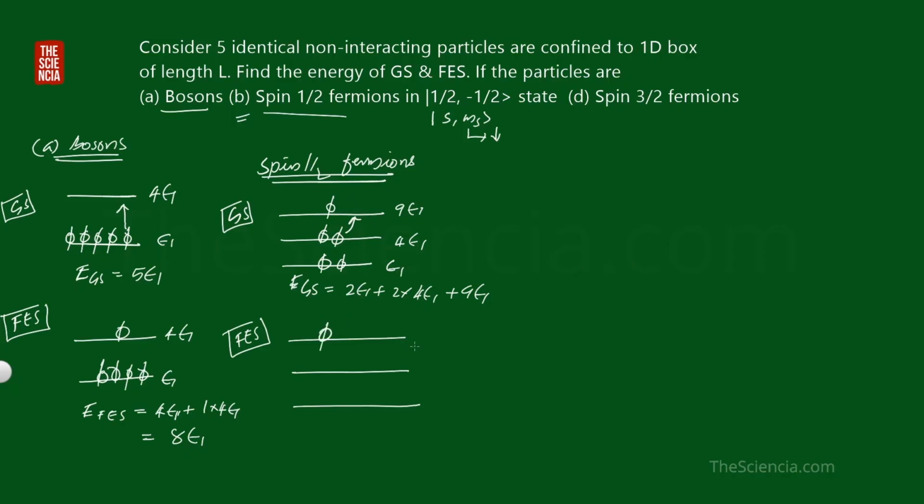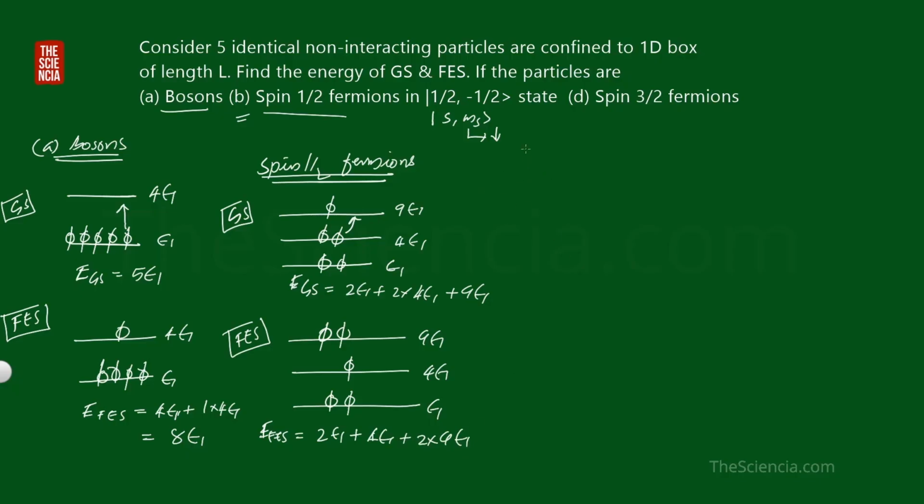So in the 9E1 state, 4E1 and E1 state: in the 9E1 state, 2 particles will be there, in 4E1, 1 particle is there, and in the E1 state, 2 particles will be there. That is, the energy of the first excited state will be equal to 2 into E1 plus 4E1 plus 2 into 9E1. Okay.